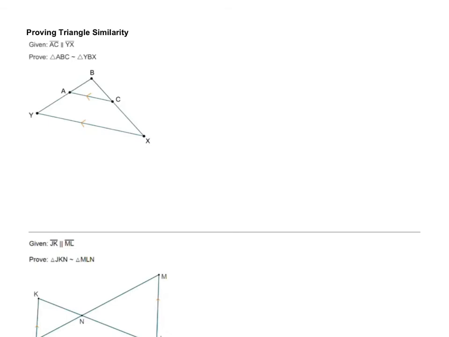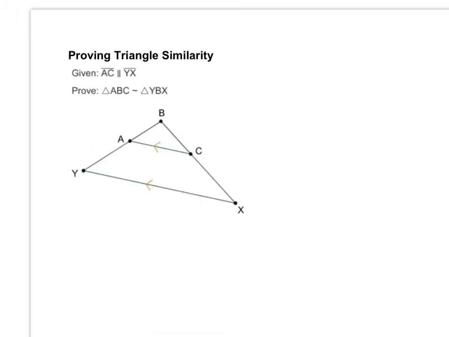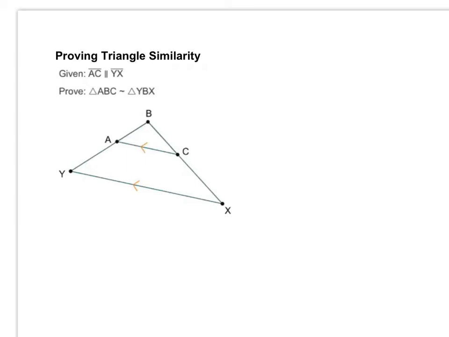Okay, and so what I know, based off of this information, is that we are only given that segment AC is parallel to segment YX. And I want to prove that this triangle here, ABC, is similar to triangle YBX. Okay, so now here's what I know.